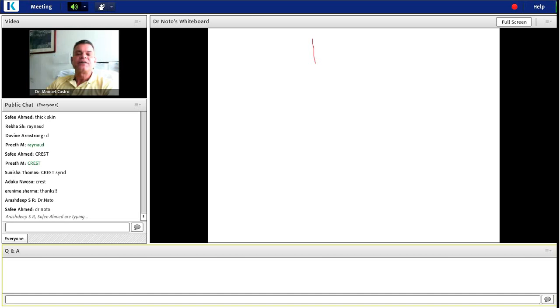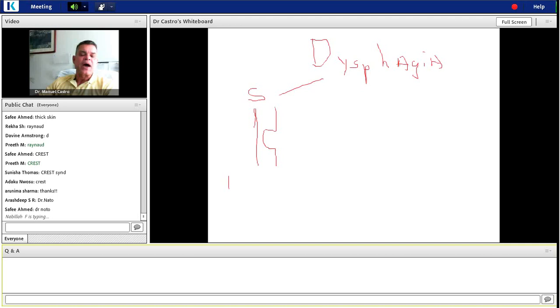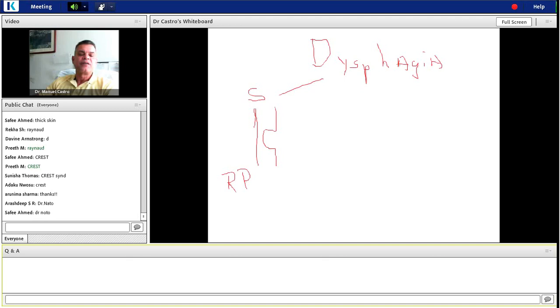So if you have dysphagia, you can either have dysphagia to solids only, right? And if it's dysphagia to solids only, this is probably going to be mechanical obstruction, right? Imagine that this is the esophagus, then you have a mechanical obstruction. What could this be? This could be a tumor, this could be a web, this could be a stricture. Okay, if it is rapidly progressive, then you have to think of cancer.